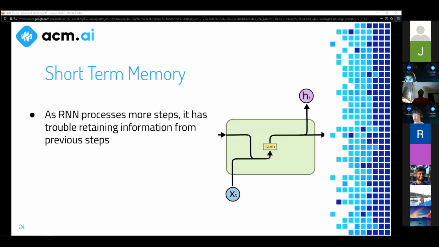As the process has more steps, it has trouble maintaining the previous steps. You can see here it takes the previous state and the current input, concatenates them together, and then passes it through tanh. This tanh is just an activation function similar to sigmoid. We're using tanh because it has a stronger gradient than sigmoid, but it doesn't really matter in this case.